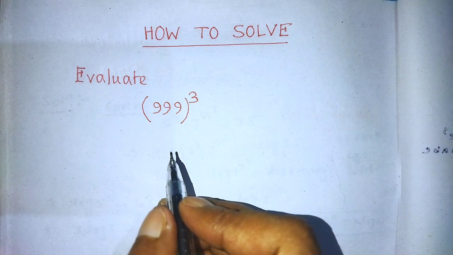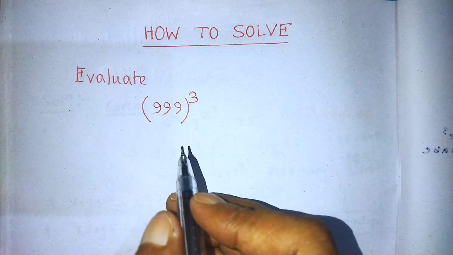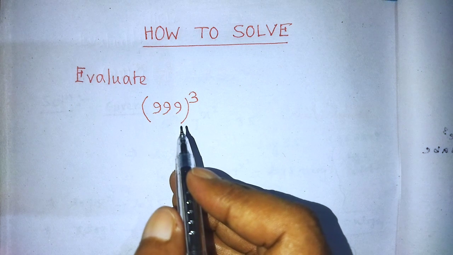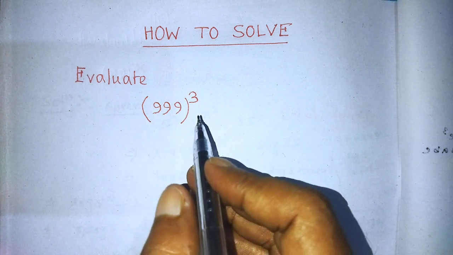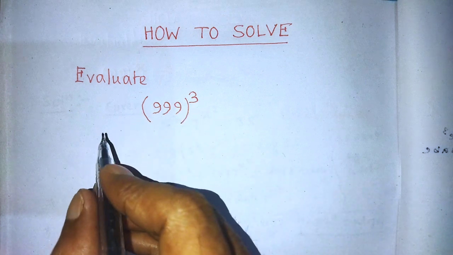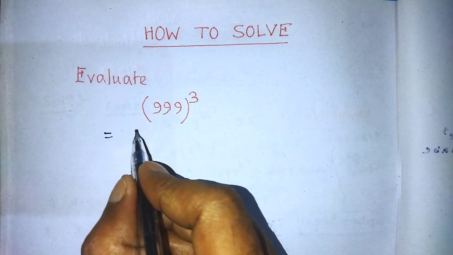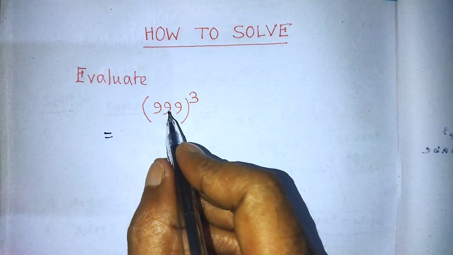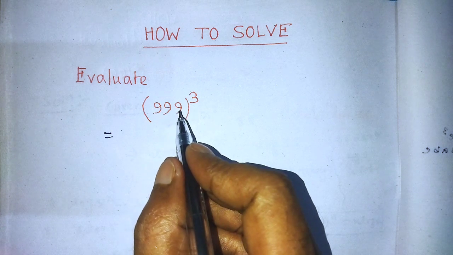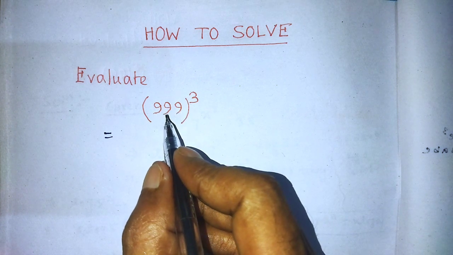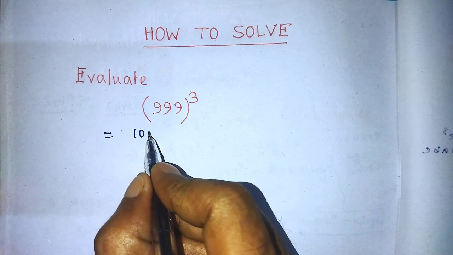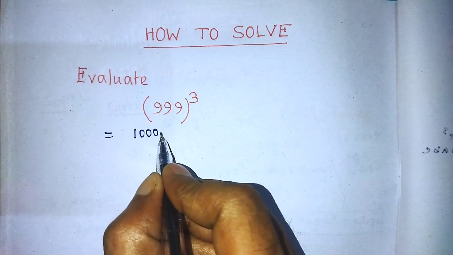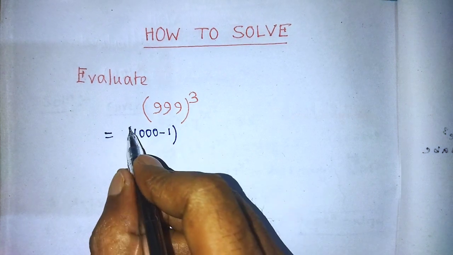So student, in this video I will tell you how to simplify this algebraic expression. To simplify this exponential form, we have to write it here. In the place of the base here is 999, so we can write 1000 minus 1 whole to the power 3.